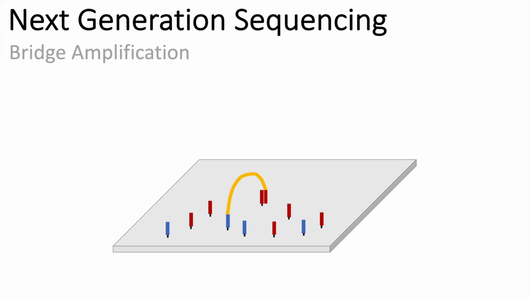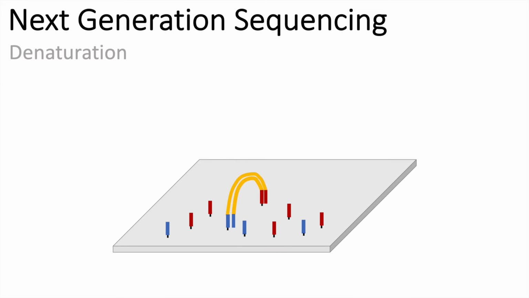You may have noticed that we have two different types of oligonucleotides here, and the second type of oligo will now also hybridize to one of the sticky oligonucleotides on the plate. This process is called bridge building. The DNA is now amplified again, so a polymerase will synthesize the complementary sequence again. This whole process is called bridge amplification.